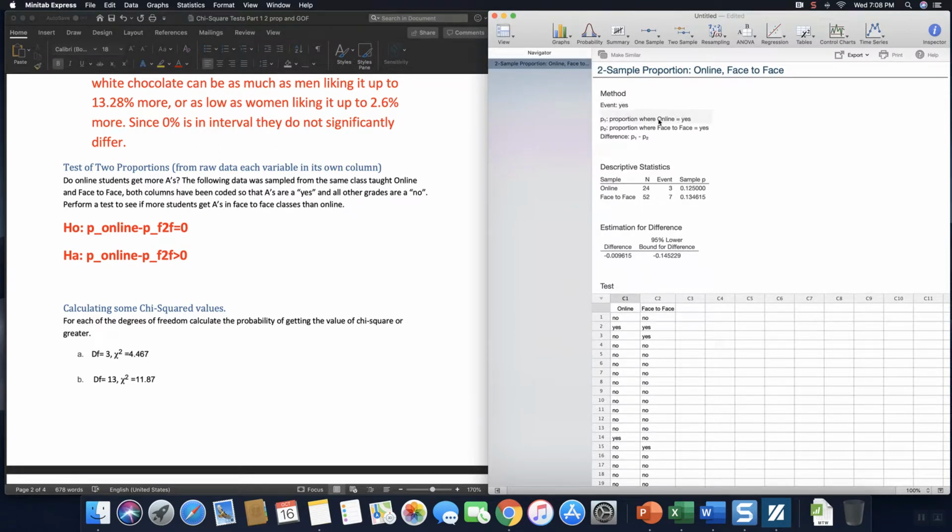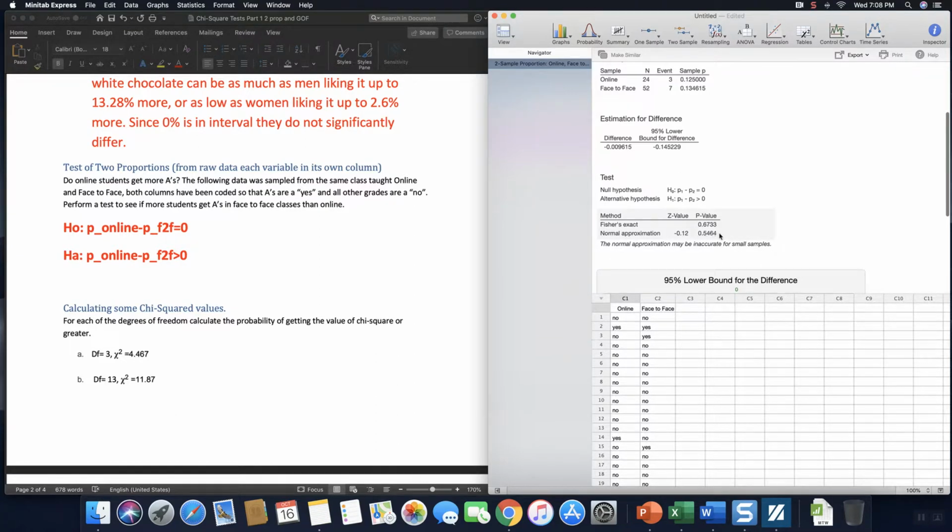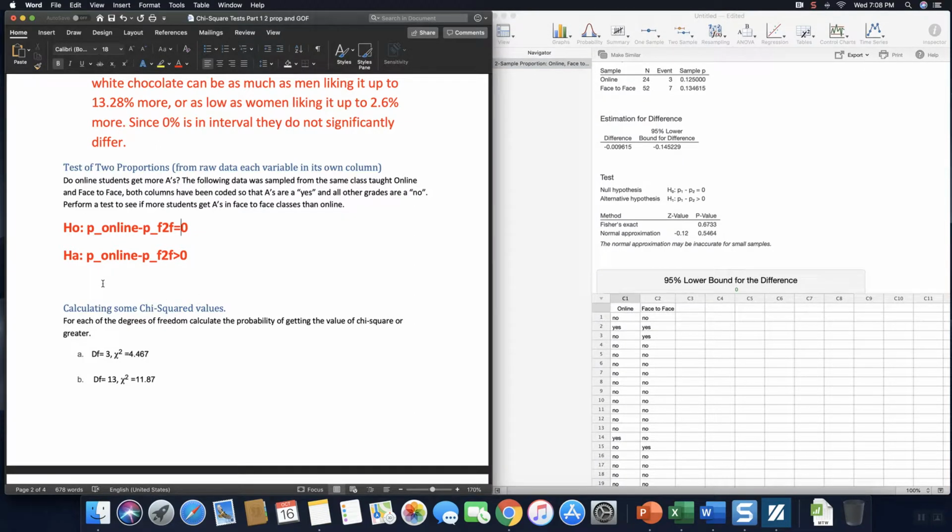There we go. So, online and then face-to-face. Online minus face-to-face looks like my difference is fairly small. Let's see if it's significant. Ooh, it's not. Look at that p-value. It's enormous. Okay, so it looks like my alternative is not the one that I have supported here. My evidence is pointing towards my null. So my evidence seems to suggest that online and face-to-face get about the same number of A's.